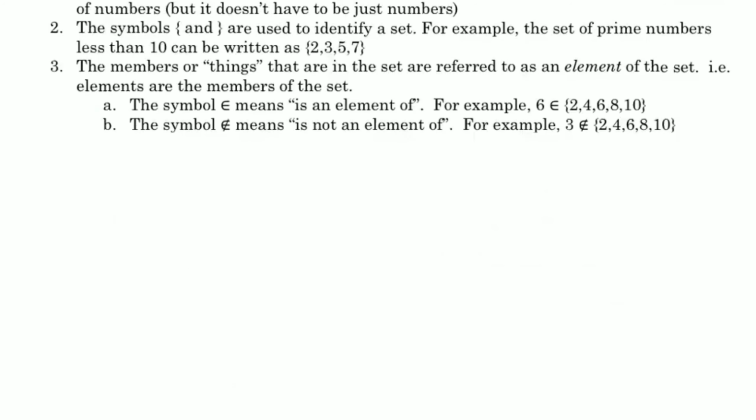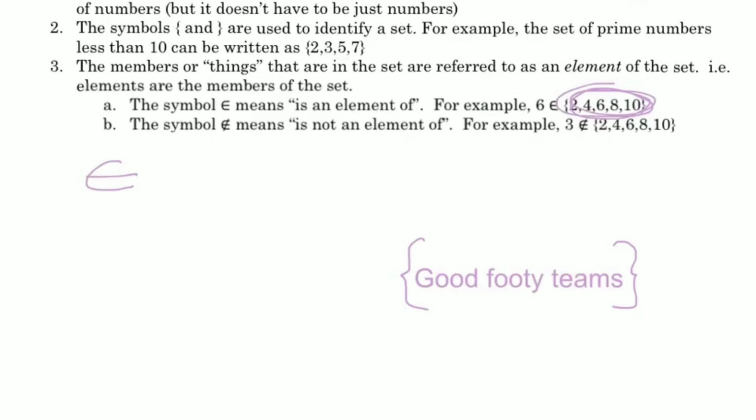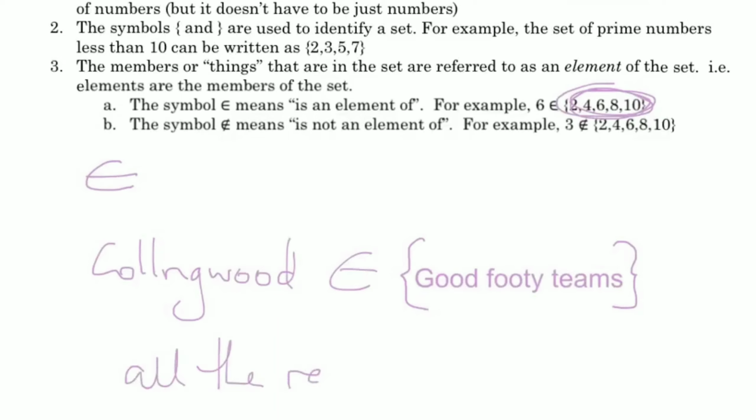The things that make up the set, so over here the 2, 4, 6, 8, 10, these are the members or the things that are in the set. They are called elements, and they are represented by that funny looking E for element. So from our previous example earlier on, I could say that Collingwood is an element of the set good footy teams, and all the rest are not.